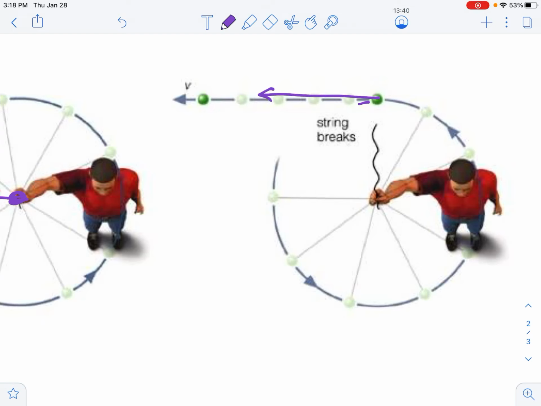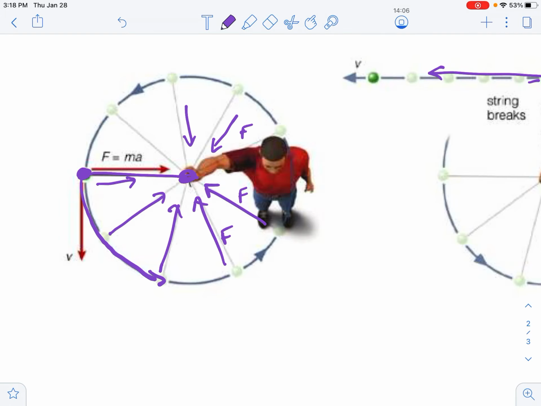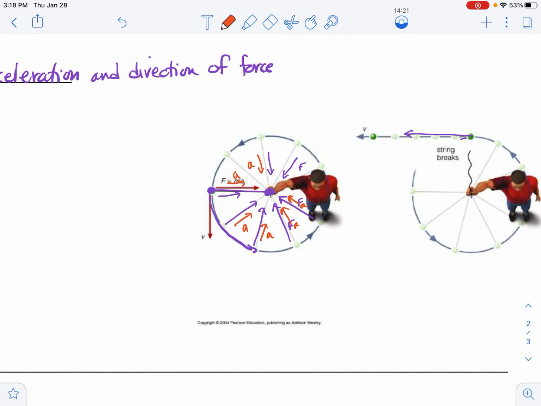You've probably done this. When you were swinging something around and let go of it, right? It doesn't go in a circle anymore. It goes off straight. So what we know is that the string must be pulling the thing, right, so that it stays in the circle. So the pull, we know a force is a push or a pull, right? So that means that the force is toward the center of the circle. Well, if the force is toward the center of the circle, that means the acceleration is also toward the center of the circle, right? They always go together. The unbalanced force and the acceleration always go together.